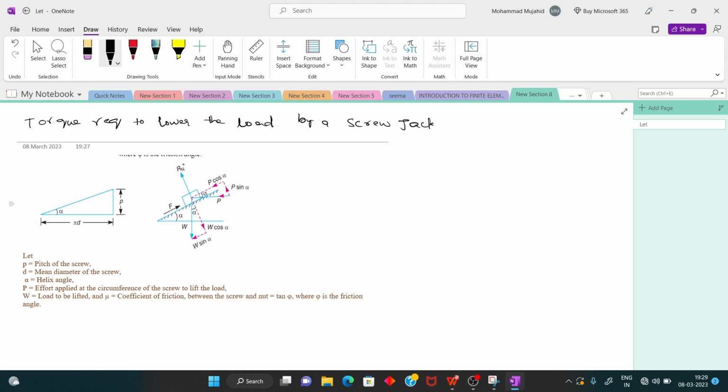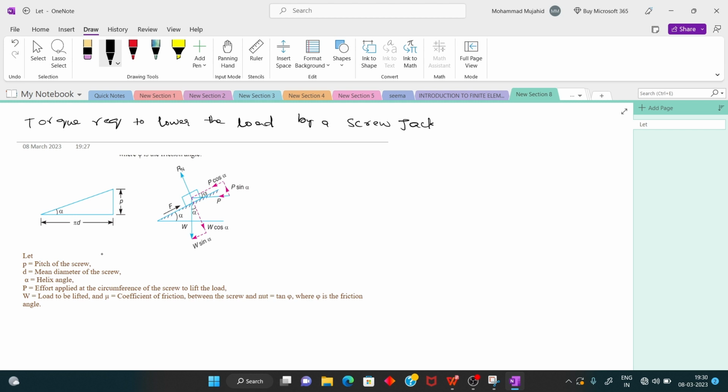So the principle on which this screw jack works is similar to that of an inclined plane. If one complete turn of a screw thread be imagined to be unwound from the body of the screw, it will form an inclined plane. So you can see here.